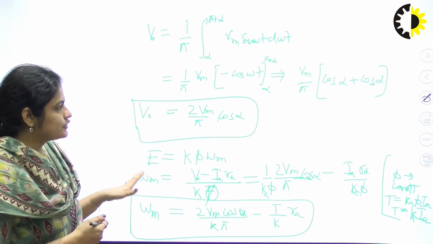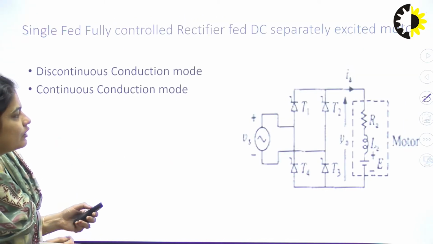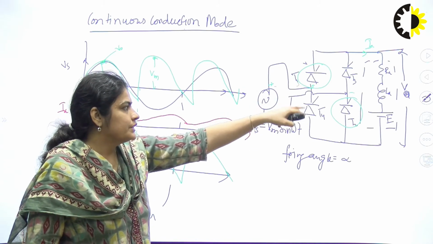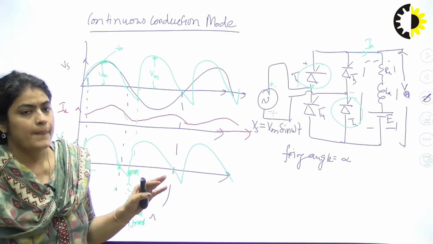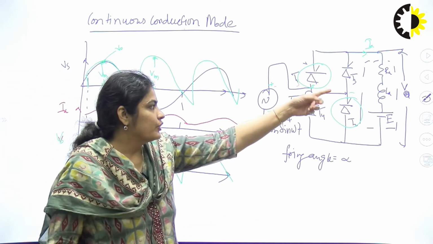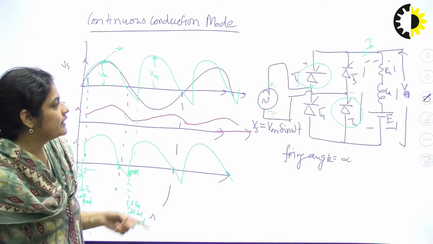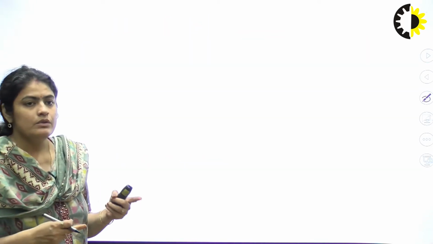This is for when the motor is fully controlled. Fully controlled means all the 4 devices you are using are thyristors. We'll see the half control also, but first, in fully controlled, we can control both of the waveforms with the help of the firing angle, right? So this is the continuous mode of operation. Now we'll see the discontinuous mode of operation, then we'll be able to draw the speed torque characteristic.